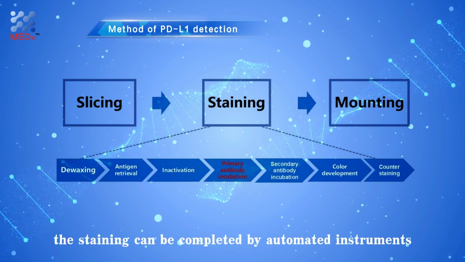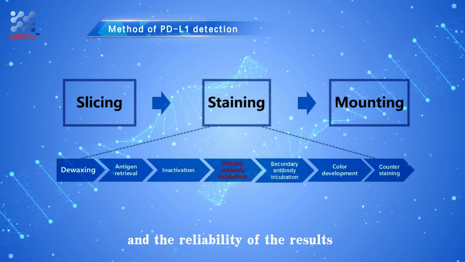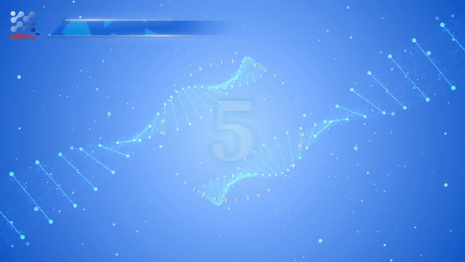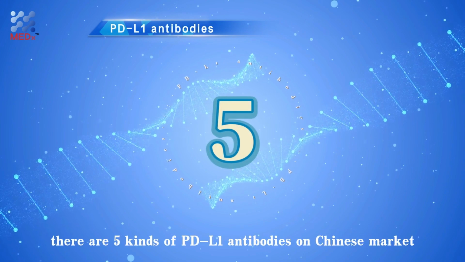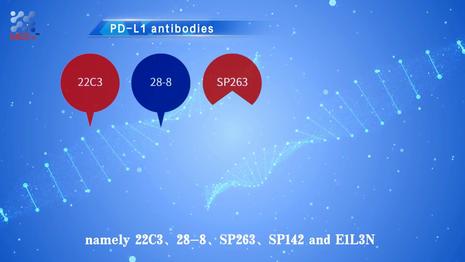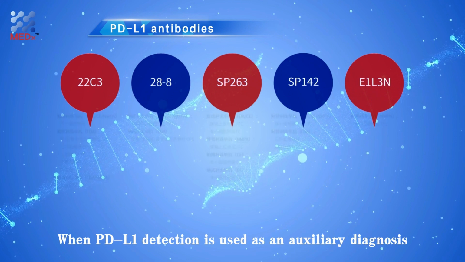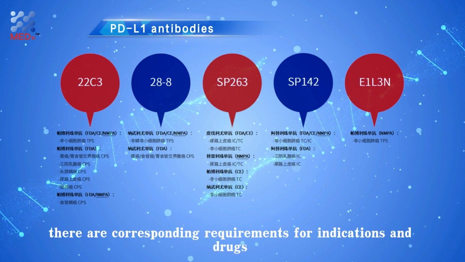Currently, the staining can be completed by automated instruments, and the reliability of the results largely depends on the choice of primary antibody. At present, there are 5 kinds of PD-L1 antibodies on the Chinese market, namely 22C3, 28-8, SP263, SP142, and E1L3N. When PD-L1 detection is used as an auxiliary diagnosis, there are corresponding requirements for indications and drugs.